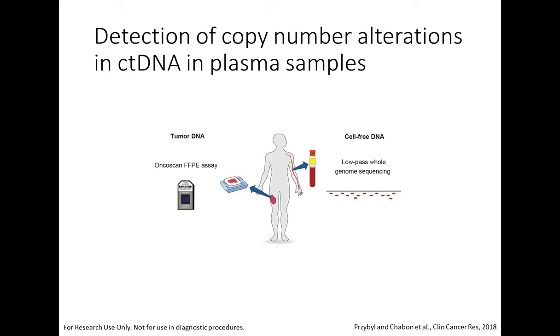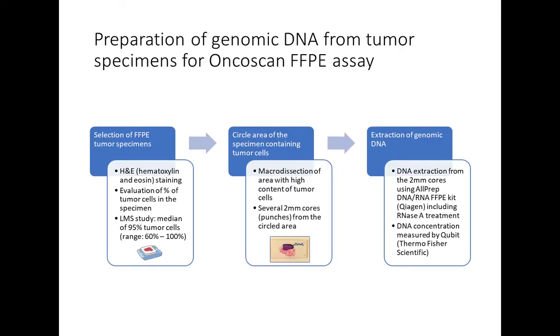For detection of DNA copy number alterations, we profiled DNA extracted from tumor specimens using the OncoScan FFPE assay, and we profiled DNA from plasma by shallow whole genome sequencing. From each patient, we profiled up to 7 different tumor specimens and several longitudinal plasma specimens.